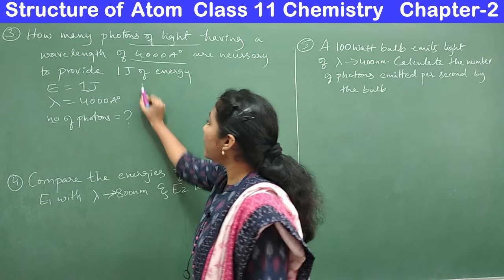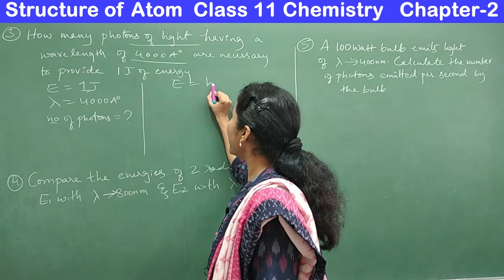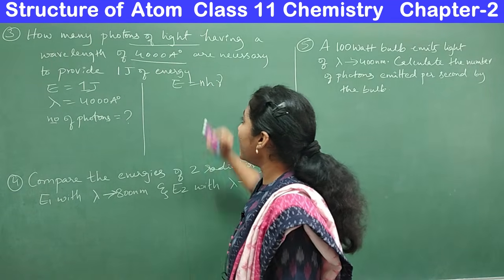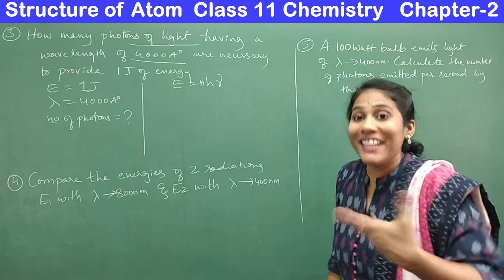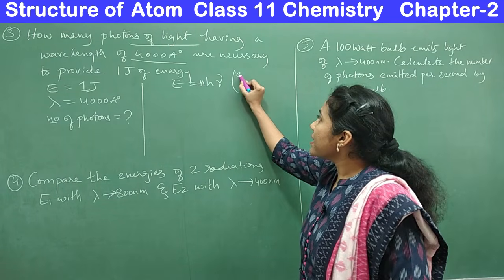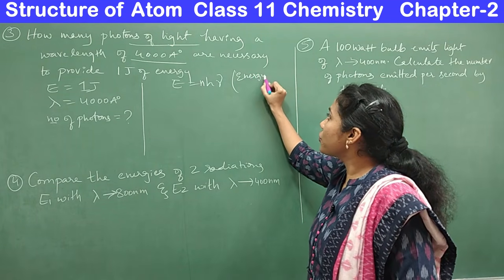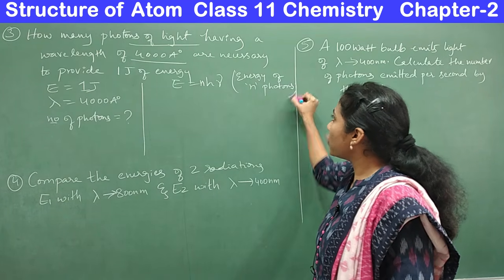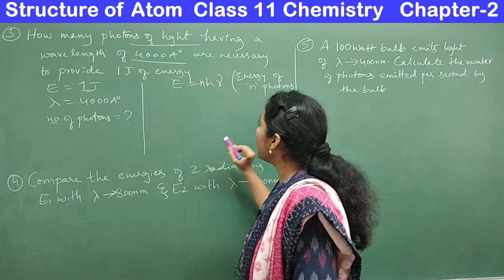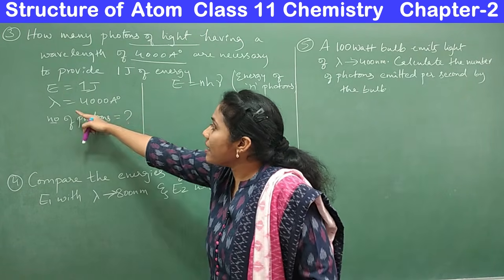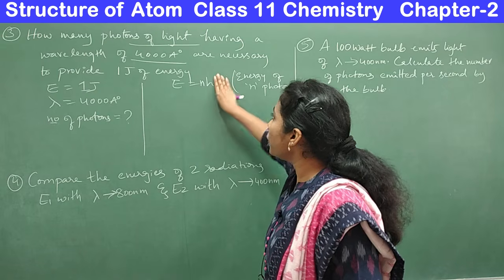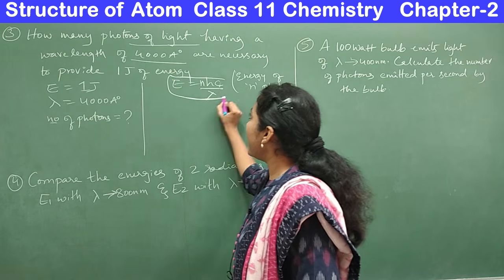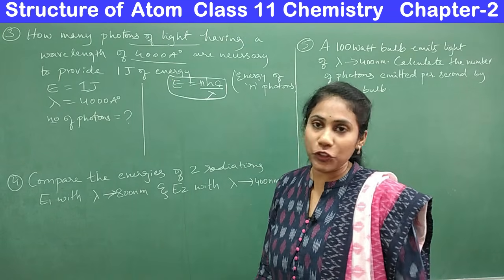Okay, so what is the formula that you can use? E is equal to h nu is the energy for one photon. E is equal to n h nu is the energy of n number of photons. Okay, so this is the formula you can use for the energy of n photons. They are asking the number of photons, n photons. They gave us lambda, right? So what is the formula? Instead of nu, we can use c by lambda. So E is equal to nhc by lambda is another formula that you have to remember.